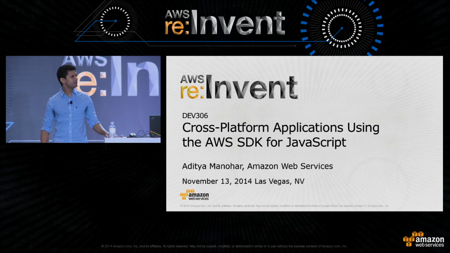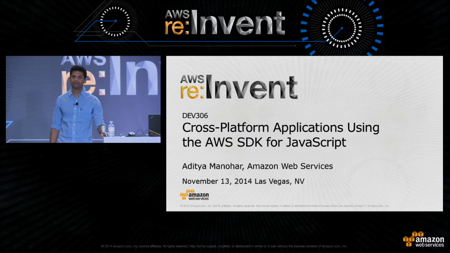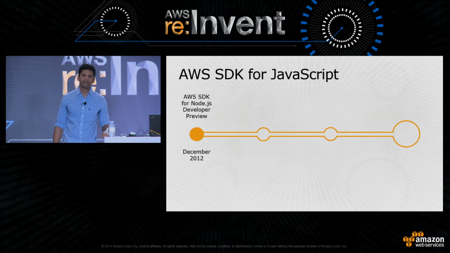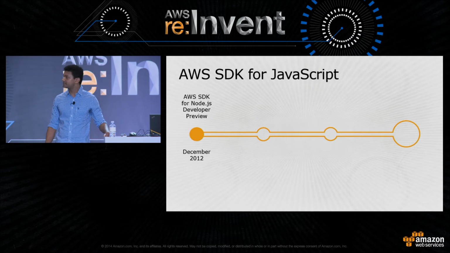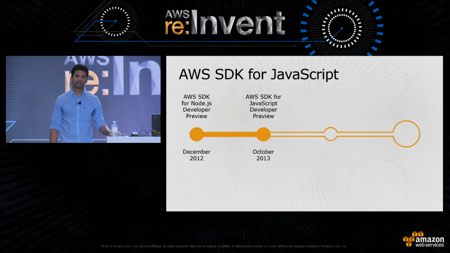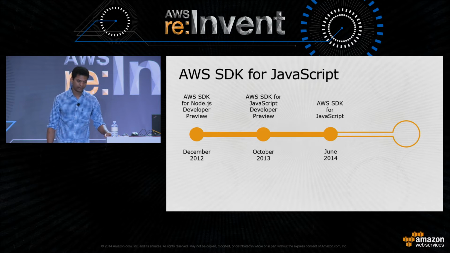It's been about 2 years since we started building the SDK, and here are a few of the interesting things we've done in that time. In 2012, we released a dev preview of the AWS SDK for Node.js. A year ago, we released a dev preview of the AWS SDK for JavaScript in the browser. Earlier this year, we announced general availability of the AWS SDK for JavaScript in Node.js and the browser.